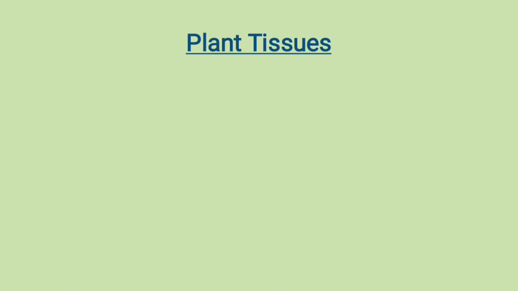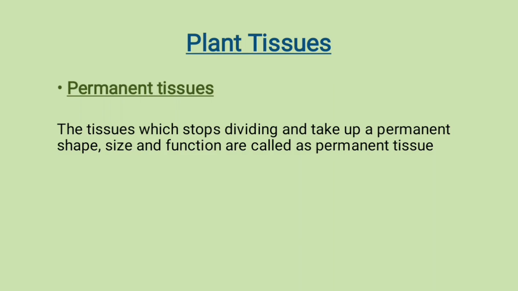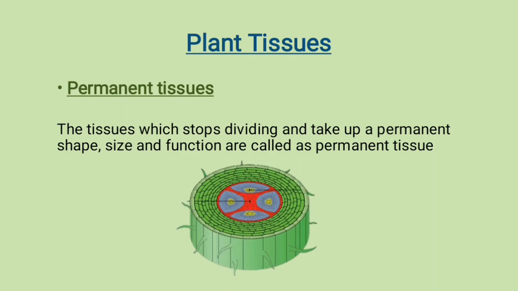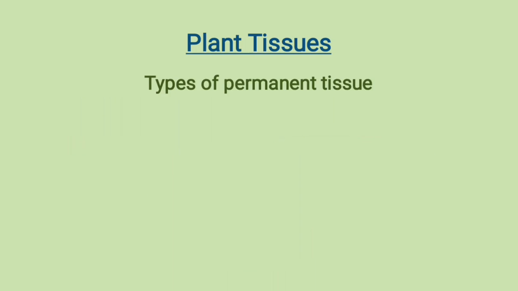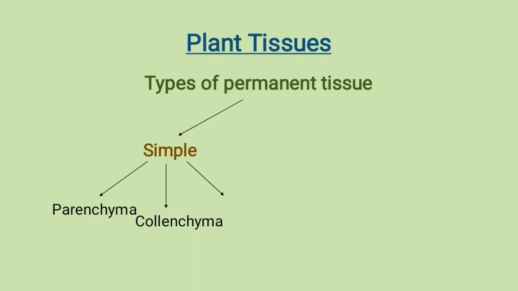Second type of plant tissue is permanent tissue. Cells derived from division of meristematic tissues take up a specific role and lose the ability to divide. Hence, they become permanent and are called permanent tissues. Permanent tissues are again divided into two types. First one is simple tissues. Simple tissue is further classified into parenchyma, collenchyma and the last is sclerenchyma.